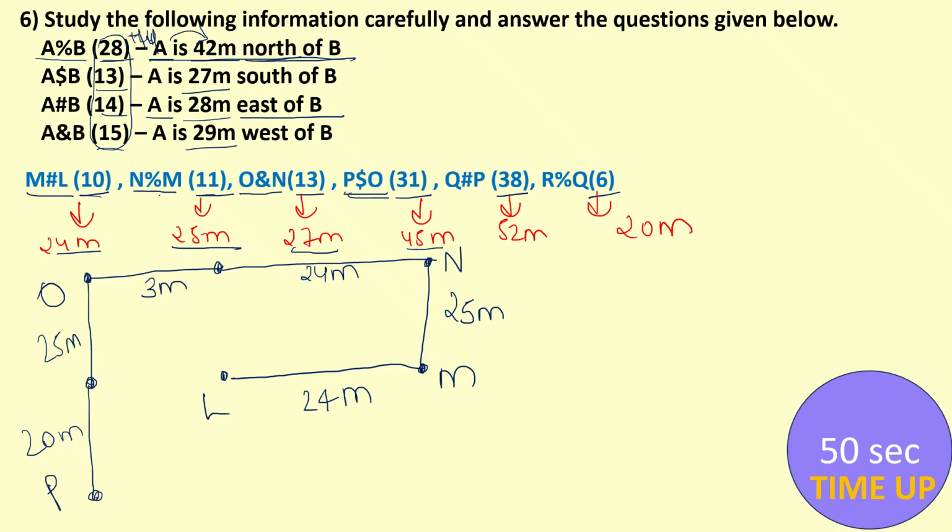Next, Q hash P is 52 meter. Q hash P means Q is to the east of P. Correct? Q is to the east of P by 52 meter.